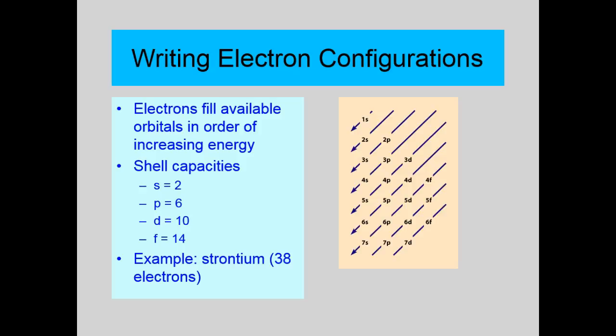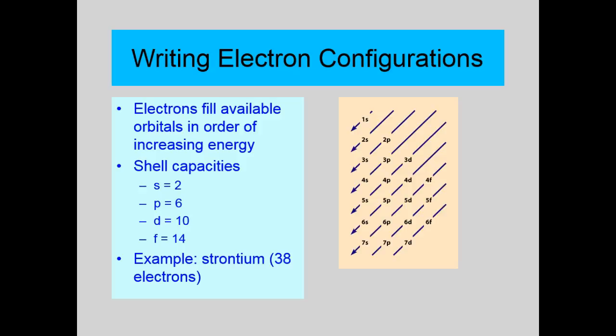Here's how you tell that, folks. Think of s as 1, double it. P is, go to the next odd number, 3, double it. D, next odd number, 1, 3, 5, double it. 10. Next odd number, 7, double it. 14. That's how you can tell the maximum number of electrons you can have in that shell.